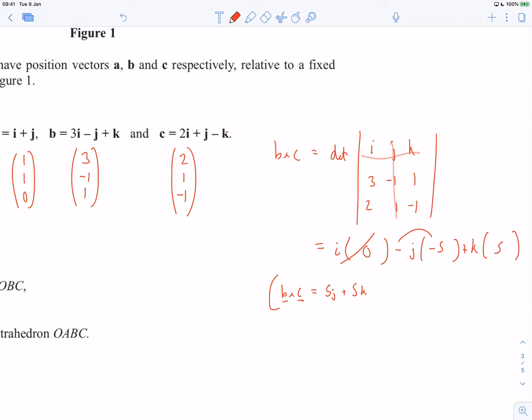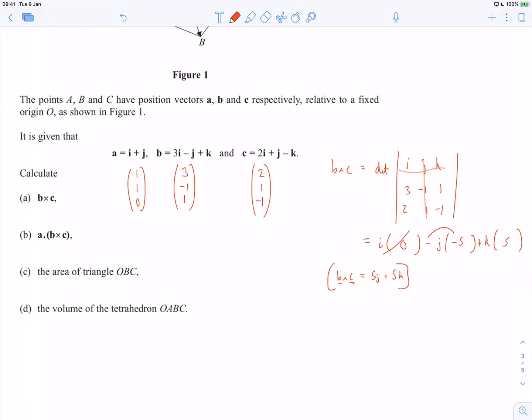Okay, so that's my answer for the first one. Then it wants me to calculate a dot b cross c. So now I need to do 1, 1, 0 dotted with b cross c, which is 0, 5, 5. Clearly this is 1 times 0 plus 1 times 5, which is 5, plus 0 times 5. So the answer is just going to be 5.